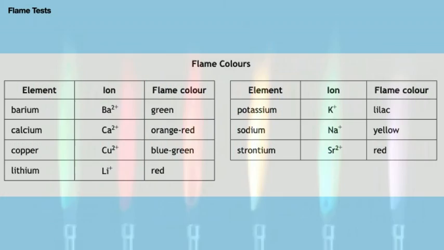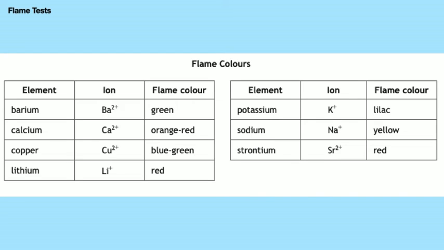And in your data book, you should find a table that identifies the metal in the compound based on the colour the flame changes. So for example here, if the flame changes lilac, then it means you've got a potassium compound. It doesn't tell you which potassium compound you've got. It could be potassium chloride, potassium nitrate, potassium sulfate, but it does at least tell you you've got a potassium compound.